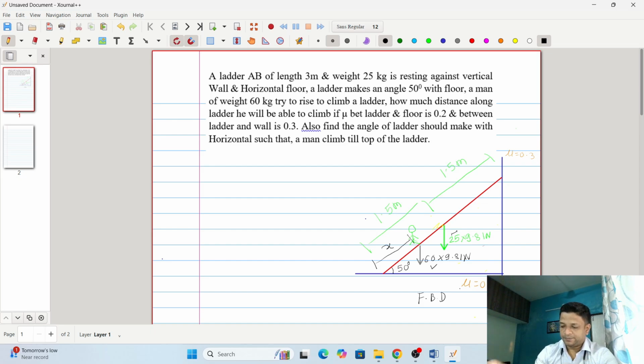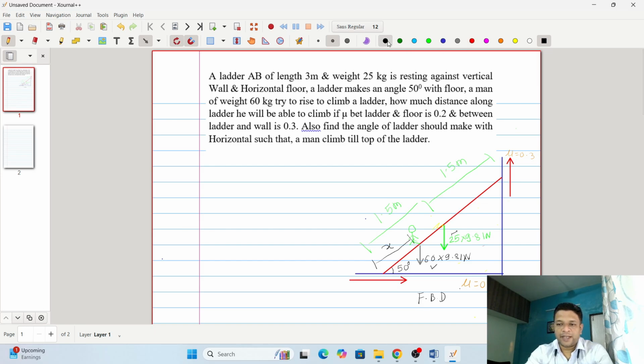So this end here will move down, so the friction force will act opposite to the motion. This will act in this direction. So this is the direction of the friction force. Also, this end will slip to this side, so the friction force will act opposite to that. So this will act in this direction, right?